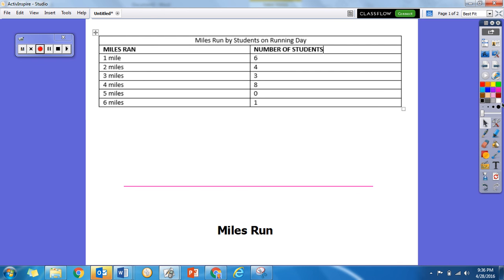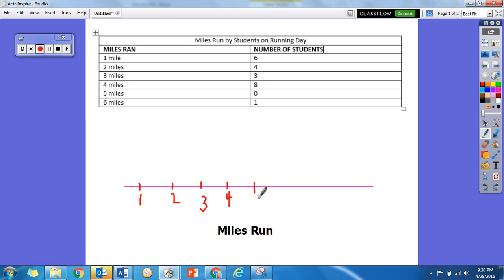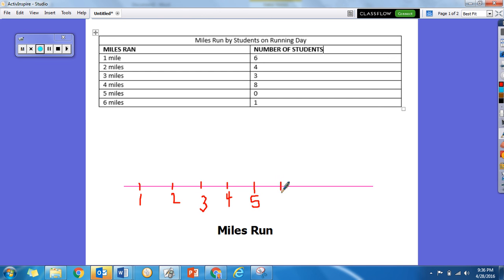So we know that we had 1 mile run by students. We also had 2 miles, 3 miles, 4 miles, 5 miles, and 6 miles. It was really hard to do this on a laptop. There's no need to go below 1 or above 6 because our chart doesn't tell us anything about that, so there's no need to include it. So we have the different miles run by our students.